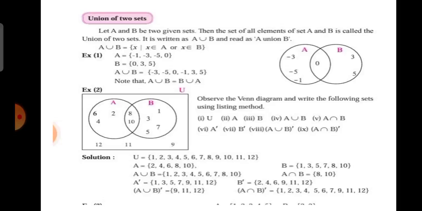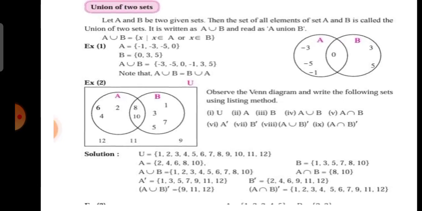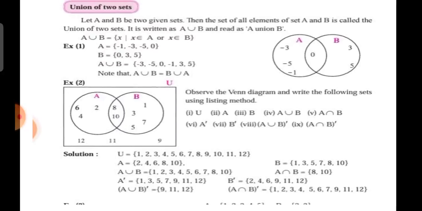Okay, whatever elements are shown, all those elements will be in the universal set. Then set A consists of elements 2, 4, 6, 8 and 10. Set B consists of elements 1, 7, 3, 5, 8 and 10. 8 and 10 belong to both the sets.